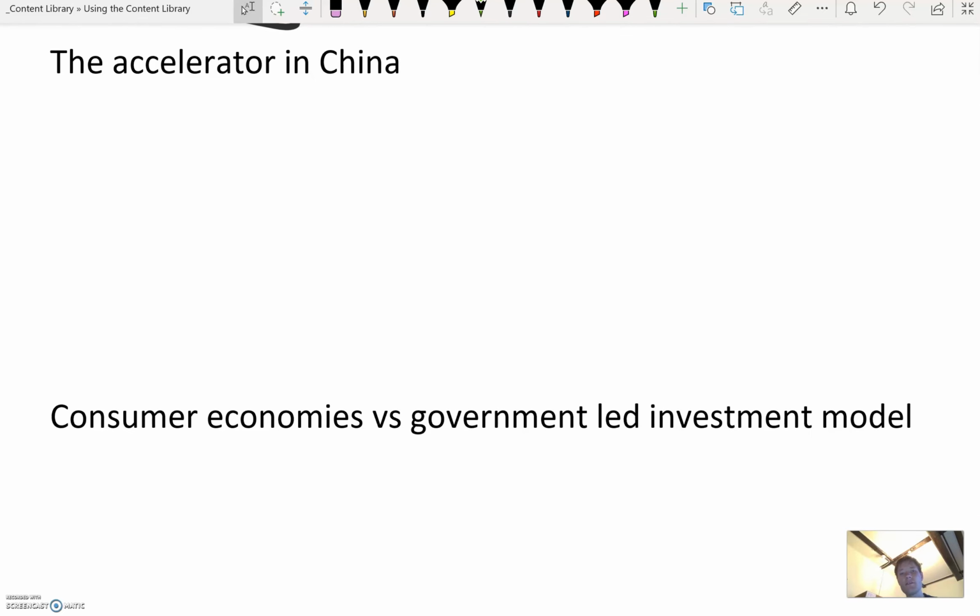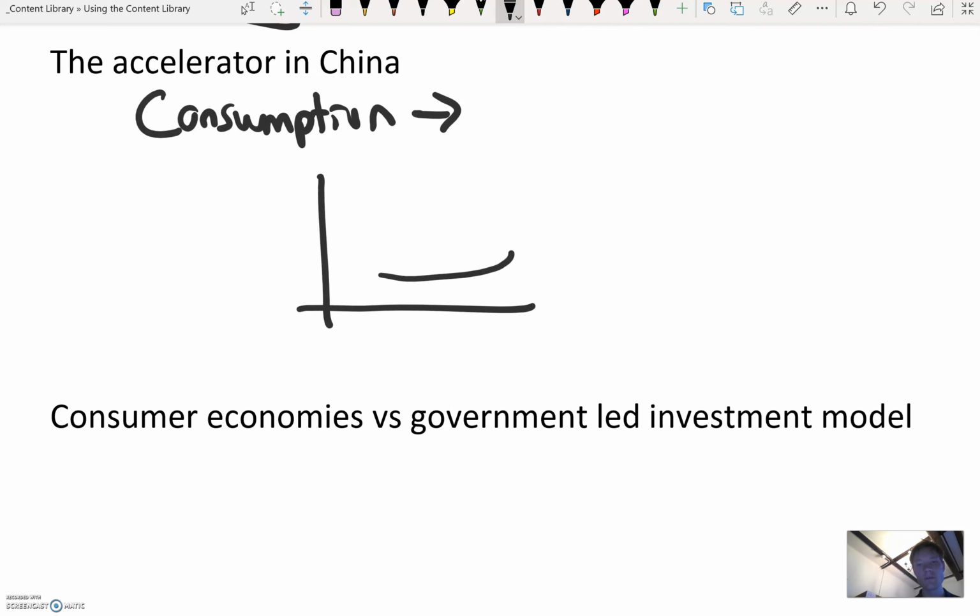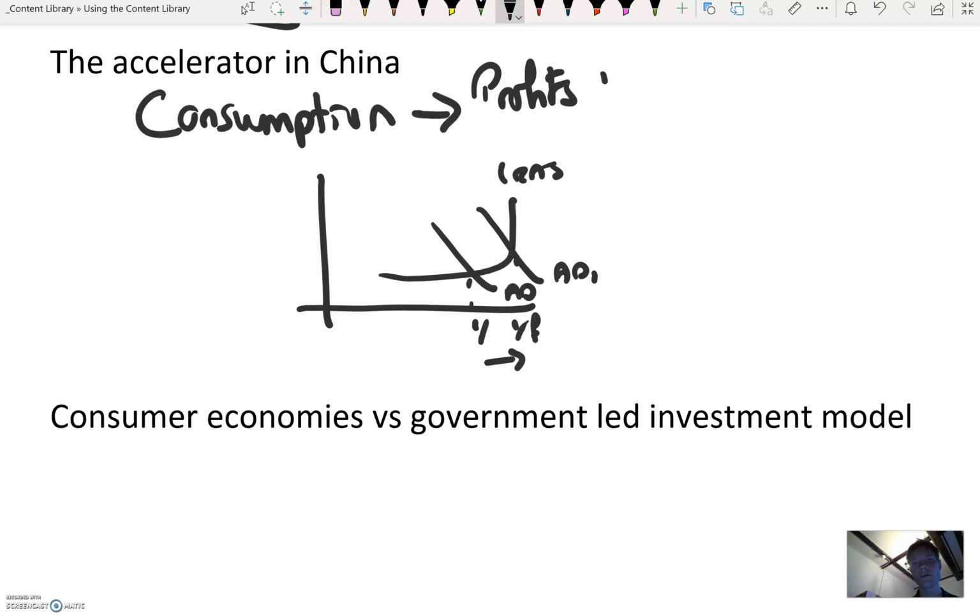Let's take a look at the accelerator. The accelerator is an interesting theory that suggests that as consumption rises in an economy, you are going to see shifts to AD, and as a result, I've got my AD curve here, you're going to see an increase in economic growth. As a result, that increase in economic growth will result in further increases to the circular flow, and you're going to see profits for firms rising. So profits are going to rise.